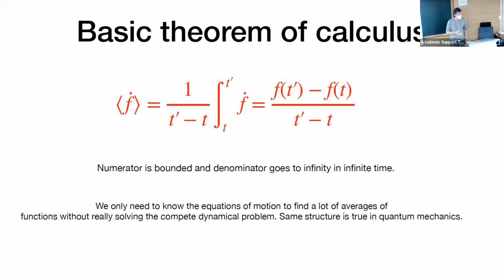So the reason why this works is the basic theorem of calculus. The expectation value of f dot, averaged over a time trajectory, is 1 over the time times the integral of f dot, and you get f of t prime minus f of t divided by the time difference. And if f is bounded, then the difference is bounded. As you take t to infinity, you actually get 0. Okay. So if you only know the equations of motion, you don't even need to solve them to find some averages in terms of these Poisson brackets because of this property. So it's really important that the trajectories are bounded. So the potentials need to produce proper bound states.